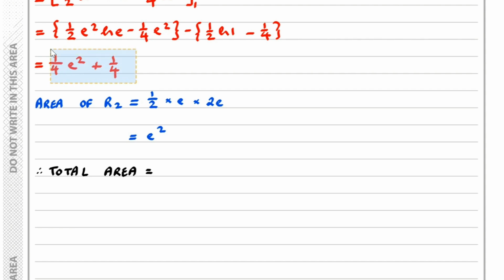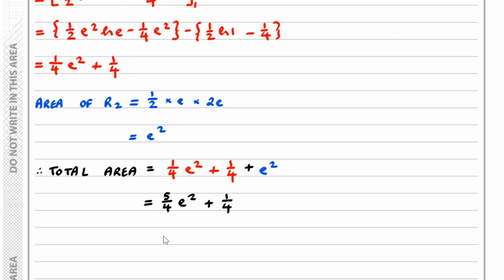And so therefore the total area, I have the area of R1 and I add on the area of R2, and it turns out we have 5/4 e squared plus 1/4. A is 5/4, B is 1/4.